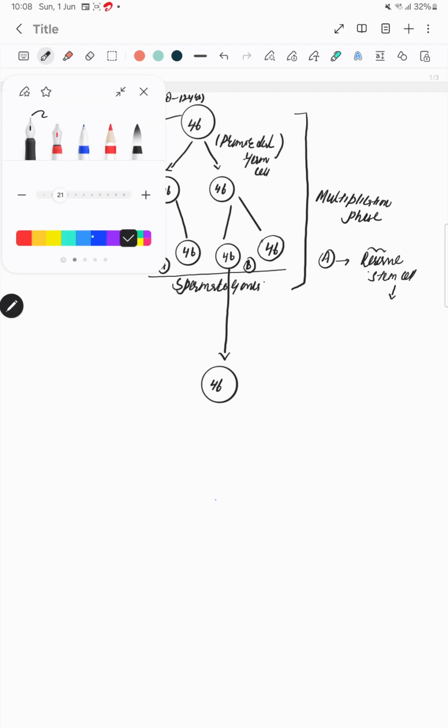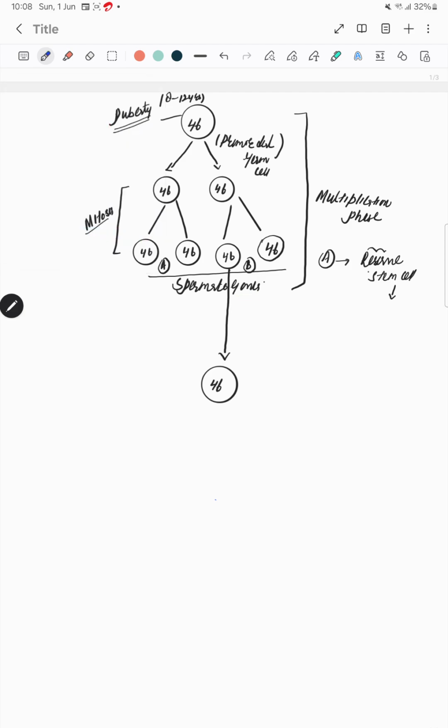And in this growth phase, what happens? The spermatogonia is converted into primary spermatocyte and it grows. It takes nutrition from neighboring cells.